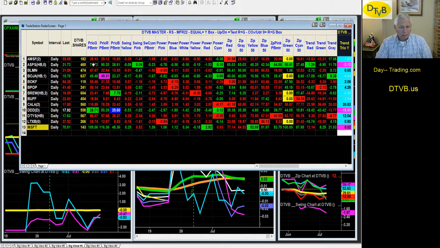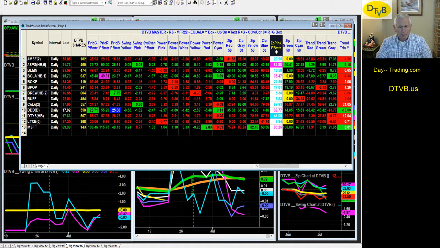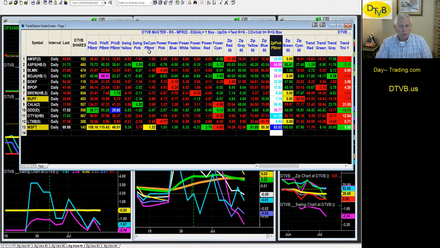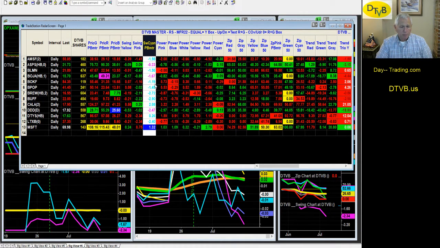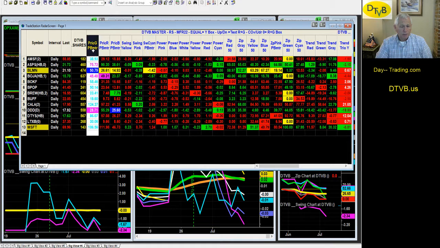I'll define what I'm telling you. Price green is a price barometer. That's why I have a price barometer under it. I've also identified the other price barometers over here, like Zip Pink is a price barometer. And then, of course, Swing Zion is another price barometer. And then you have the 3 price green lines that are your price barometers. The price barometer moves with the price.